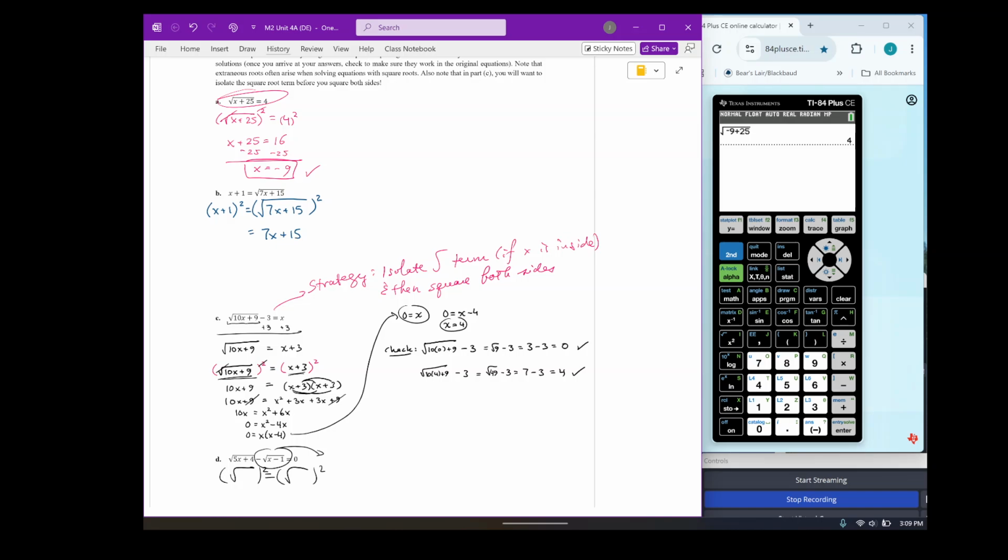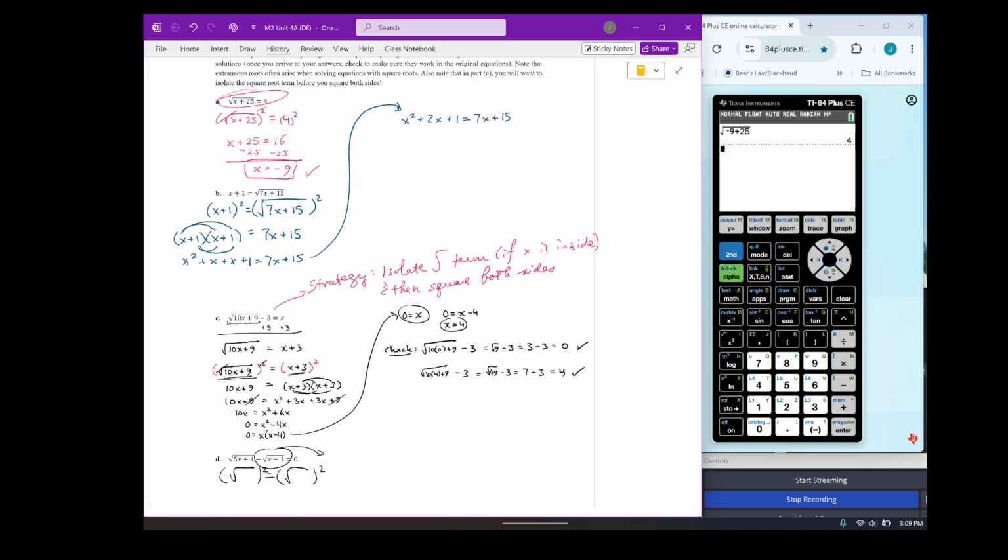On the other side, it's not x squared plus 1 squared. You got to FOIL it out. You got to distribute everything out. So this would turn into x squared plus x plus another x plus 1 equals 7x plus 15. If I simplify this a little bit, this will be x squared plus 2x plus 1 equals 7x plus 15.